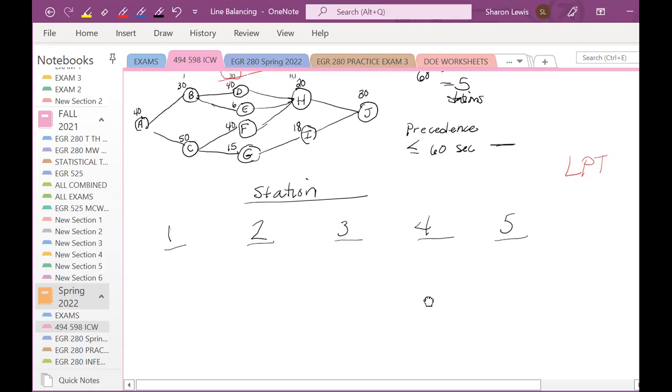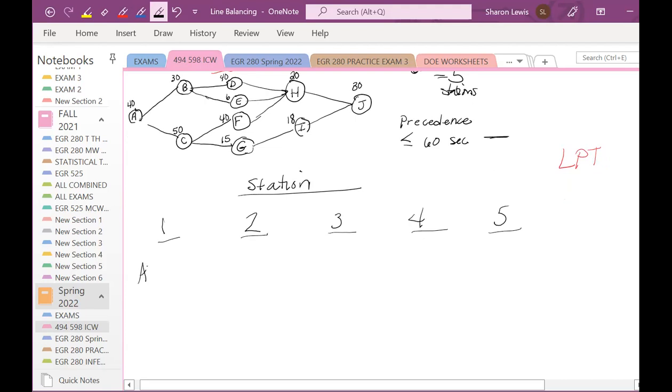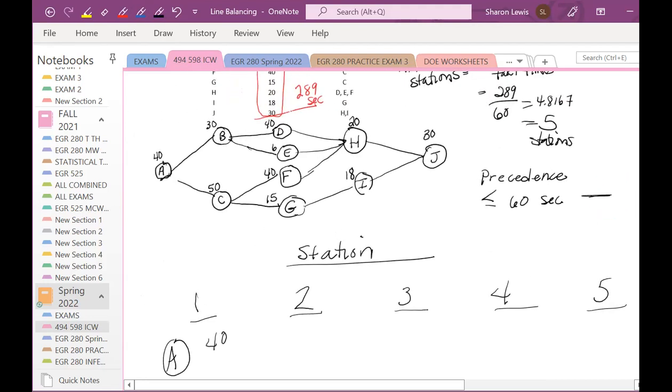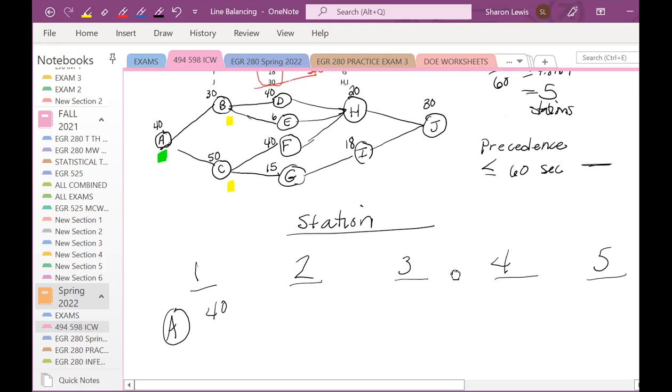As before, the first one is task A, and no question about it, it has to show up in station 1 because no other jobs can be started, at least until A has been done. So A is in. All right, now let's look at our candidates. I'm going to mark A is in, and then let's mark our candidates. So our only options are B and C. Nothing else can go in due to the precedence of the tasks. So using the longest processing time, we have B at 30 and C at 50. So we're going to choose C.